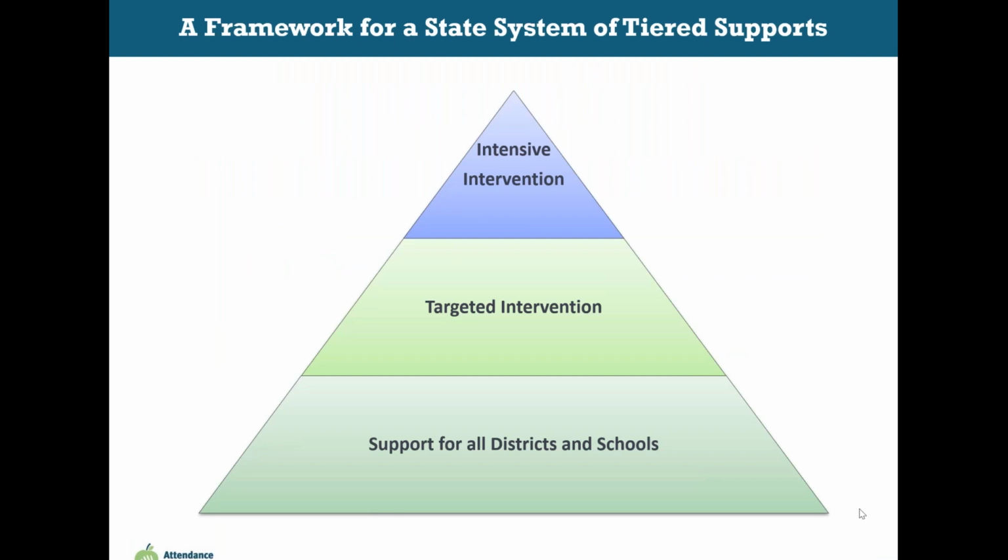The other thing that we are starting to see states do, and I know that you'll be hearing from Robin, and I know that Oregon has really thought about this, is thinking about how to create a tiered support system for districts, where all districts get some support. Districts who are still having relatively higher levels of chronic absence get more targeted intervention, and then districts who have the greatest challenges get more intensive intervention.